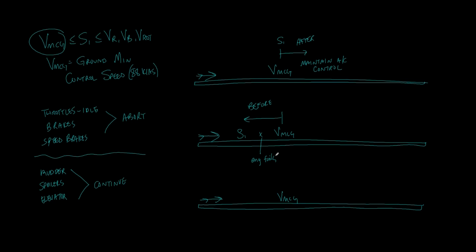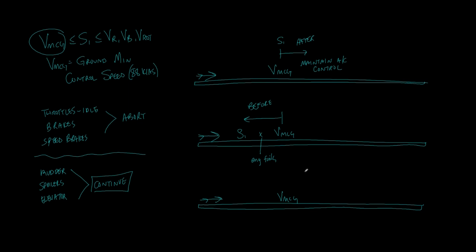We discussed earlier, if an abort is required, we need to use idle throttles, brakes, and speed brakes. However, we just said I'm committed to the takeoff, so that leaves me with no choice but to continue using my rudder, spoilers, and elevator. However, by the definition of VMCG, I'm not going to be able to maintain aircraft control. I don't have enough airflow over my spoilers, rudder, and elevator to keep the aircraft within 25 feet of runway centerline. I will actually depart the runway surface, either left or right, depending on the engine failure.